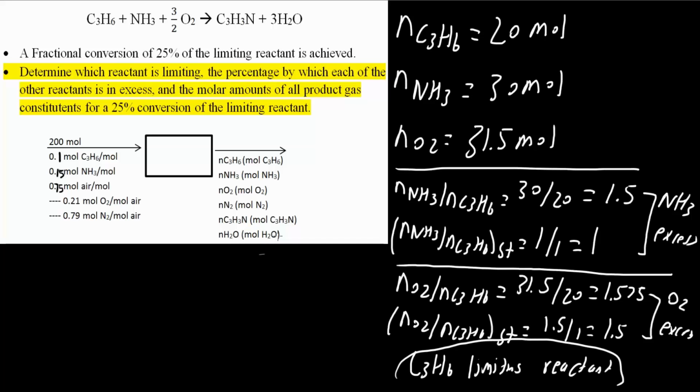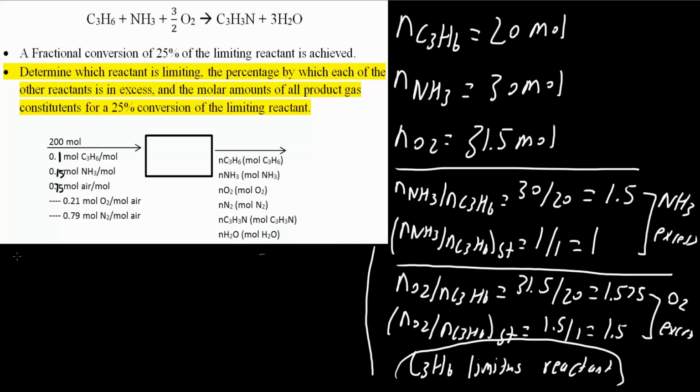Next, we want to know the percentage by which each of the other reactants is in excess. So how much percent is NH3 in excess, and oxygen? In order to do that, we need to know, in an ideal situation, how many moles of NH3 and how many moles of oxygen we would have if we're inputting 20 moles of C3H6. So let's do that.